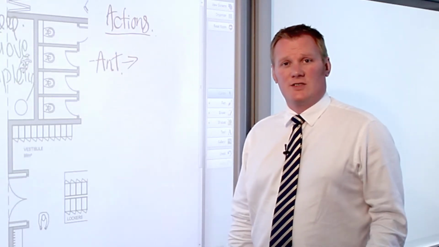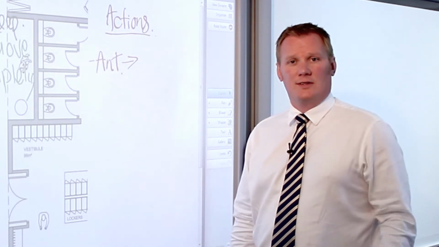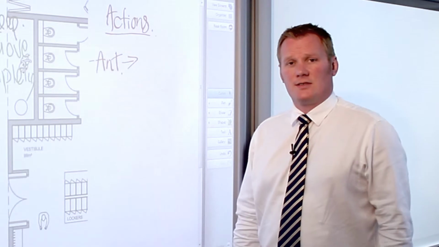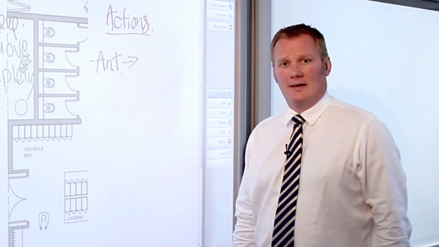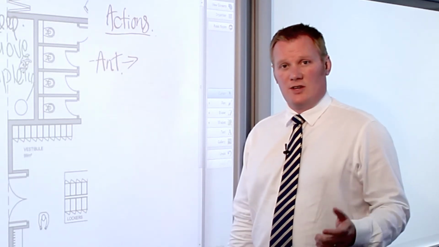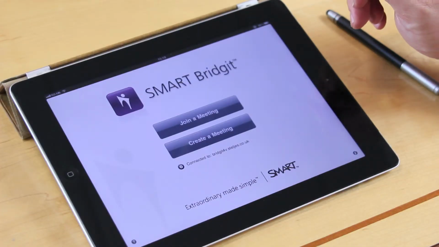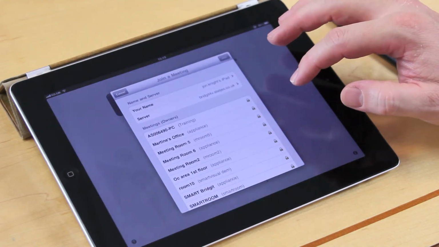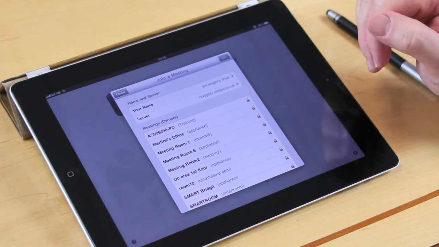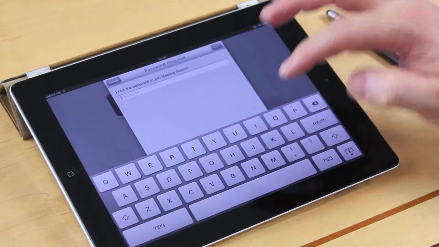At this point of the meeting, we've reached a stage where we need to involve somebody else who's not able to attend and is also not in the office. But what we're able to do is ask them to join the meeting via their iPad. This can be done through either a Wi-Fi connection or 3G connectivity is also supported. So the iPad user can download the Smart Bridget app, which is a free download from the App Store, and select Join a Meeting. Here they have a list of all the meetings taking place on the server, and they can select the appropriate meeting and select Join.